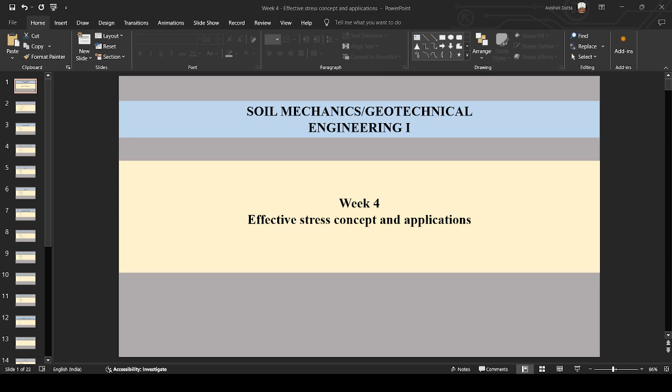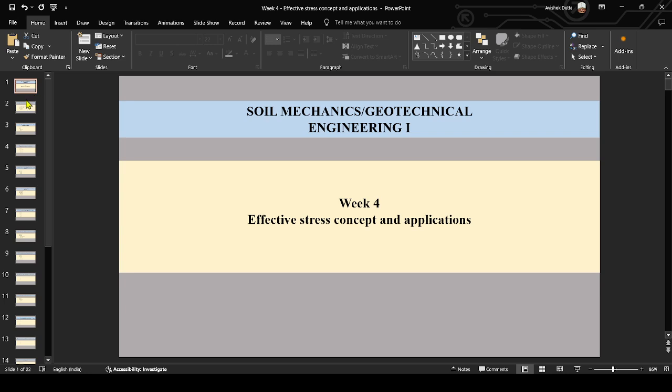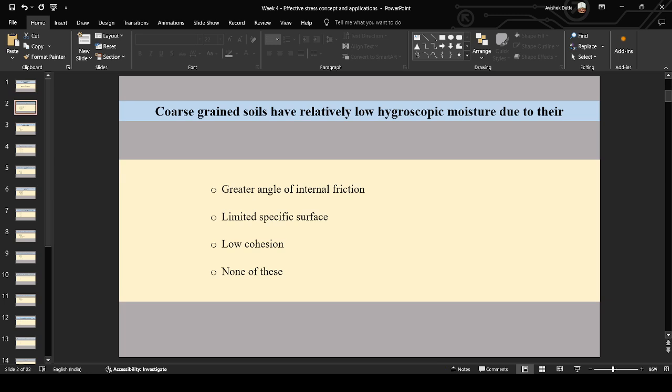Okay. So I'll start with the questions. The first question of this session is, coarse grained soils have relatively low hygroscopic moisture due to their, the options are greater angle of internal friction, limited specific surface, low cohesion, or none of these.